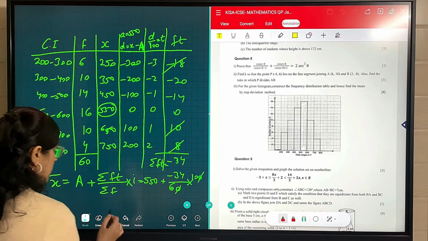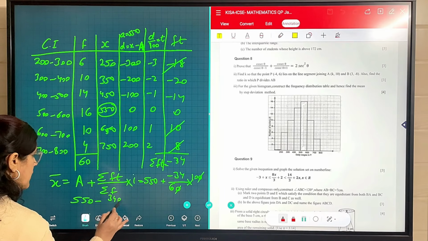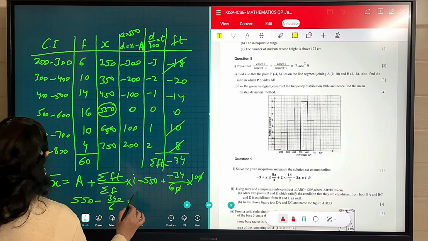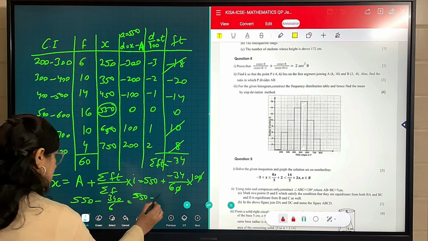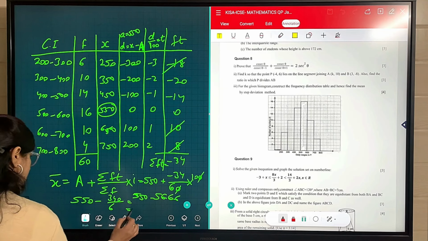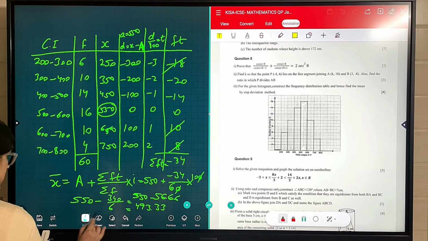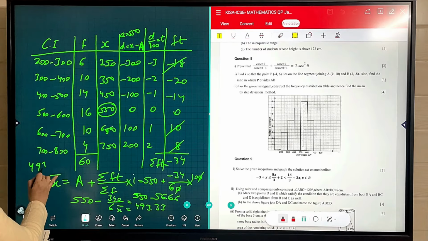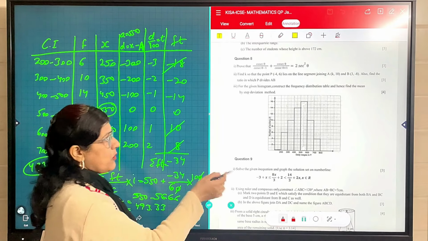So for this calculation, this is 550 minus 3400 divided by 60, which is 340 divided by 6. 340 divided by 6, we will get the value as 56.66. So 550 minus this division. After subtracting, we will get the final answer as 493.33. This is our mean. So the final answer is 493.33. This is the mean we have calculated from the histogram given.